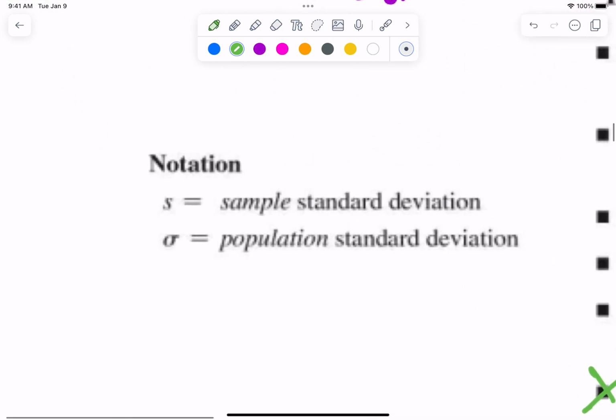All right, notation. Your sample standard deviation is S. Okay, the population standard deviation is this guy. He is called sigma. It's a circle with a hat on him. Remember that. S and sigma, circle with a hat.